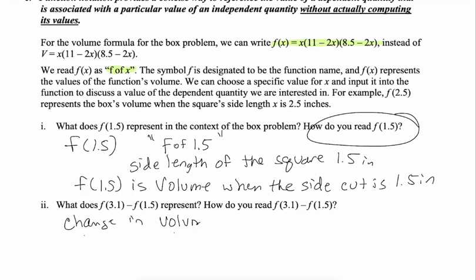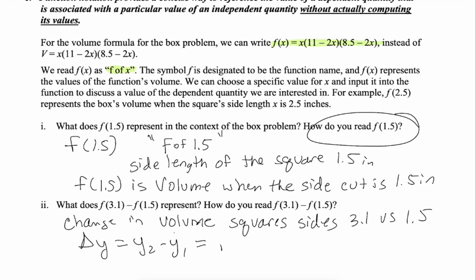For what x values? 3.1 and 1.5. For squares with sides 3.1 versus 1.5. It's the change in y. Remember that, delta y? Right? Instead of writing y2 minus y1, we're going to put it in function notation. We're going to do f of x2 minus f of x1. But it's the same thing. We were finally getting used to that delta y notation, and they had to throw some other notation in there.